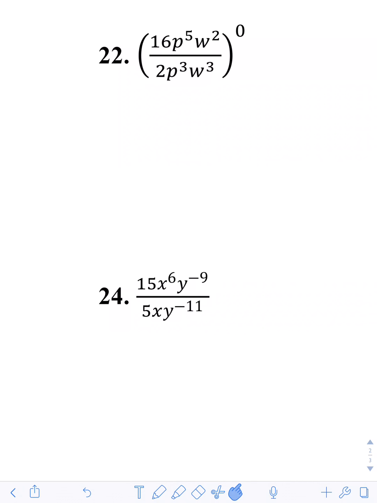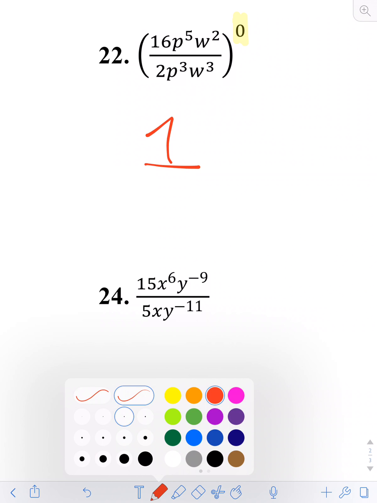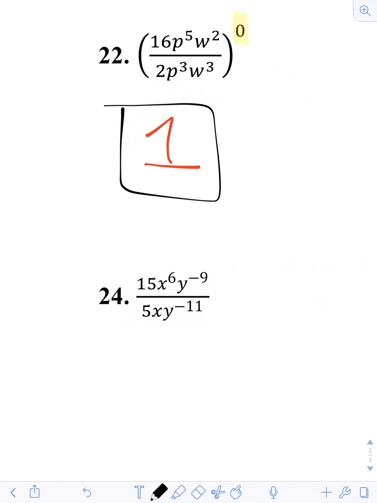All right. Number 22 looks really complicated, but here is the important thing. It's to the power of 0. Anything to the power of 0 is just 1. So those are nice problems to do. Okay.